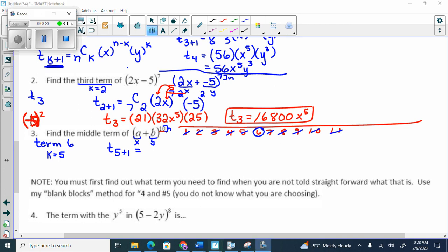So we have 10C5, x is a to the 10 minus 5, and b to the k. Oh, five. Okay. What's 10C5? Don't all answer at once. 252. Thank you. 252, a to the 5, b to the 5.